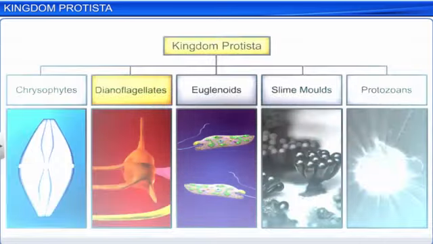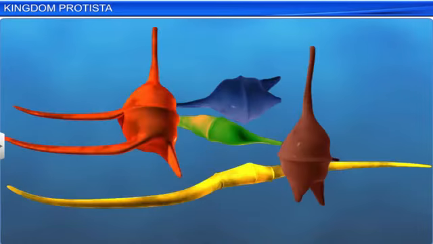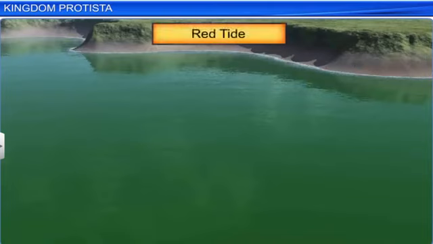Dinoflagellates are colorful protists found both in marine and freshwater. Depending on the main pigments in their cells, they are yellow, green, brown, blue, or red. Sometimes, when a red dinoflagellate multiplies rapidly in the sea, it makes the sea appear red. This red tide phenomenon is known to be harmful, as the toxins so released can kill other marine animals such as fish.